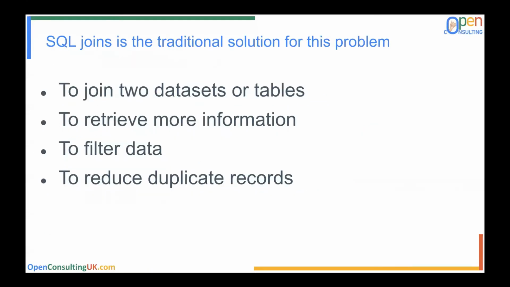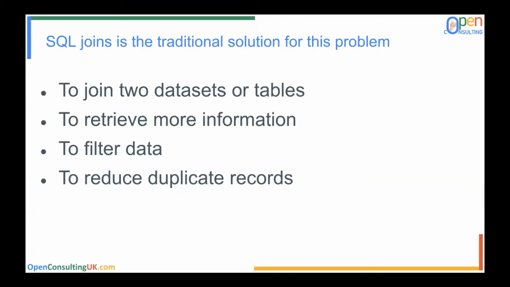SQL Joins is the traditional solution for this problem. You can perform actions on a database using SQL statements. SQL stands for Structured Query Language. A SQL join clause is used to combine rows from 2 or more tables based on a related column between them. Why do we need joins? To join 2 datasets or tables, to retrieve more information, to filter data, or to reduce duplicate records.